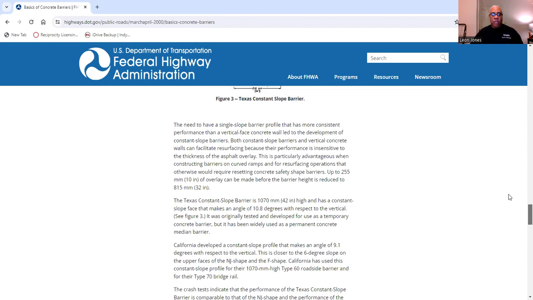Now, the Texas constant slope barrier is 42 inches high and has a constant slope face that makes an angle of 10.8 degrees with respect to the vertical. It was originally tested and developed for use as a temporary concrete barrier, but it has been widely used as a permanent concrete median barrier.